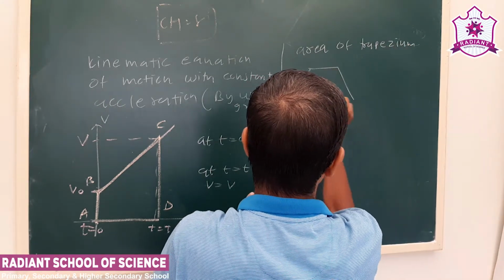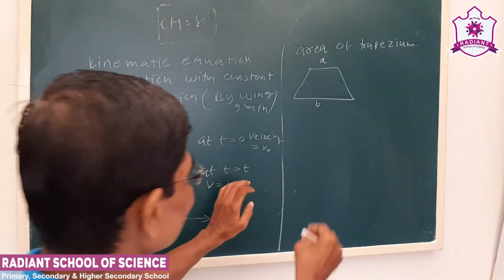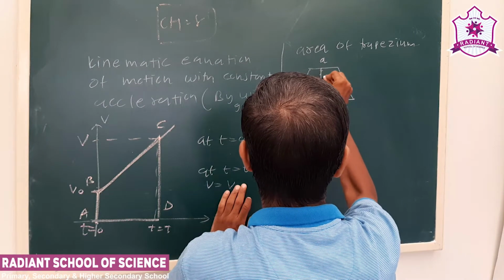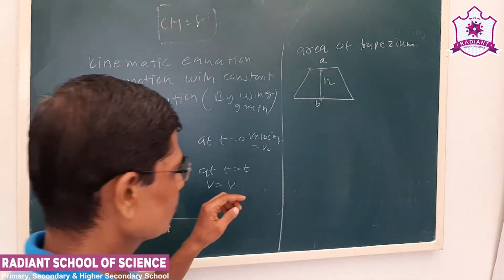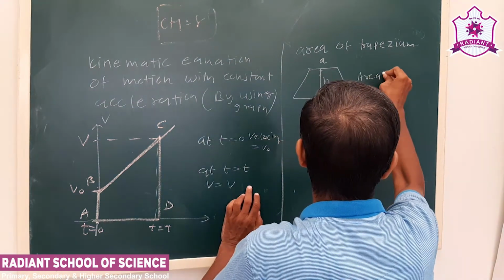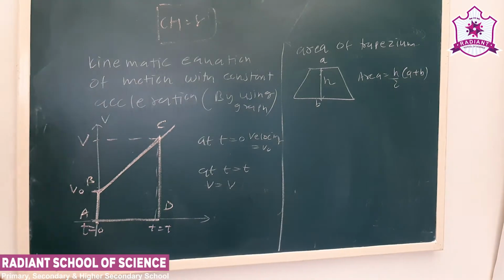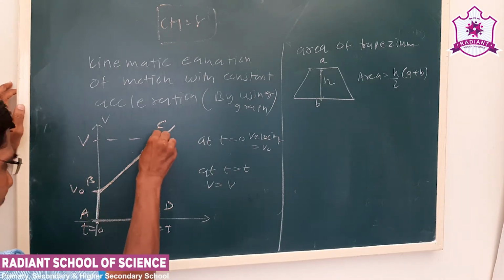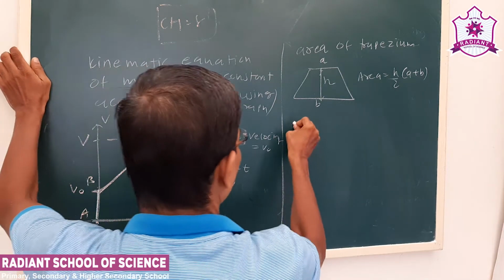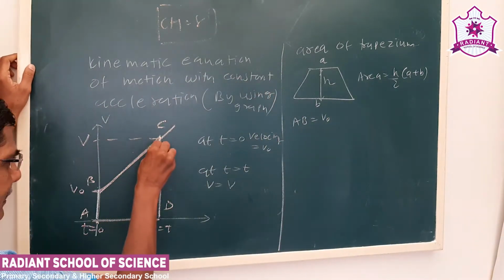Now what is a trapezium? It is a quadrilateral with one pair of parallel sides. Let us say the perpendicular distance between the two parallel sides is h. So here the area is h by 2 into a plus b. Now here also I see a trapezium. This is a pair of parallel sides. So here AB is v0 and CD is v.